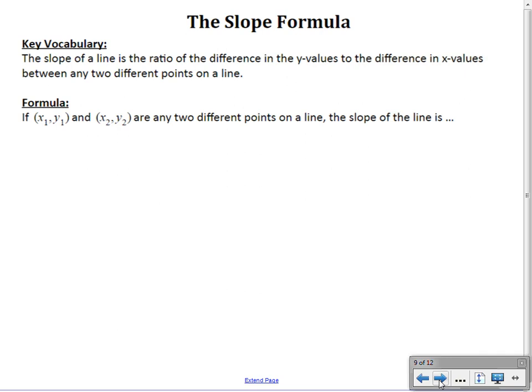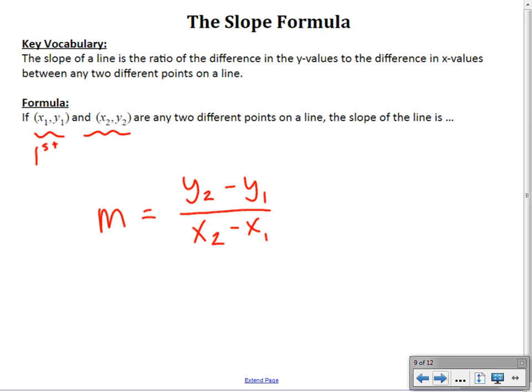Now, sometimes we're not going to have a graph. We're not going to be able to just count up or down and then over some. Sometimes we're going to be given just 2 points, and we have to use the slope formula, which is this: m equals y2 minus y1 over x2 minus x1. These y2 and y1 and all these things are subscripts, and they're just referring to the 2 ordered pairs that you started with. The way I think about it is, this is my first ordered pair, that's what makes the subscripts 1. This is my second ordered pair, that's why the subscripts are 2.